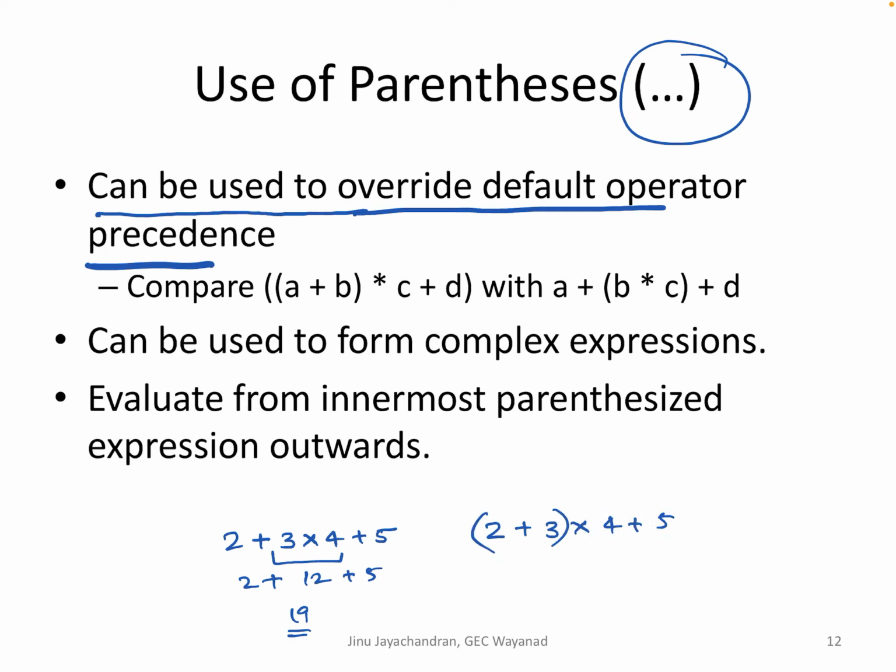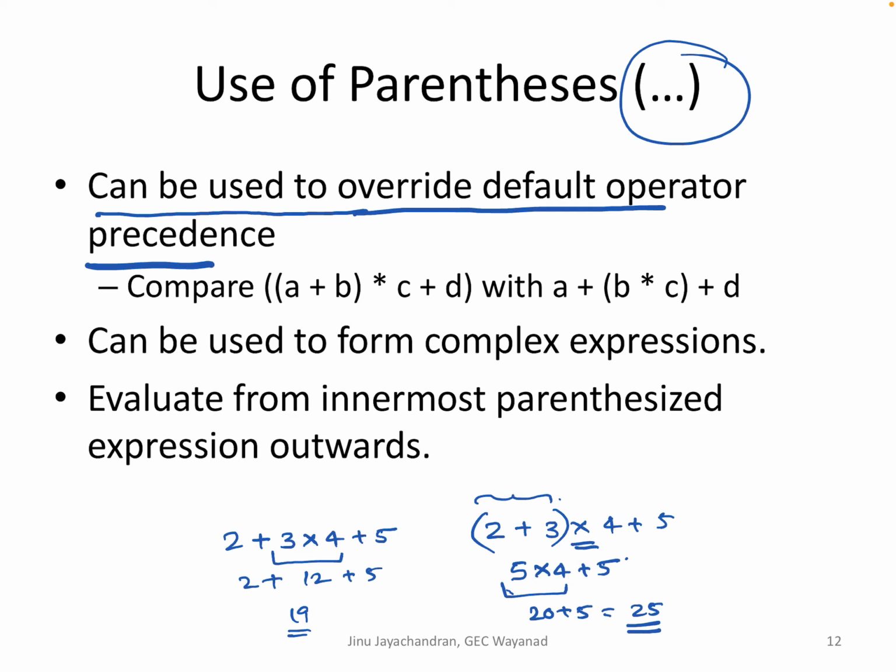I can put a bracket. So the bracket will be evaluated first, so this will be 5. Then the next higher precedence, which is multiplication, this is 4 times 5. Here this will be 20, plus 5 is equal to 25. So depending on where you put the parenthesis or the bracket, the precedence of the operators will change.